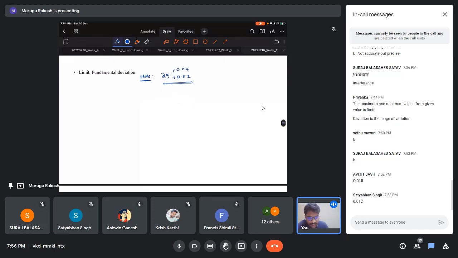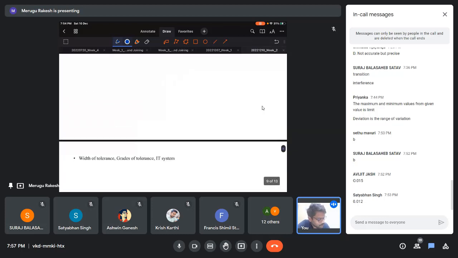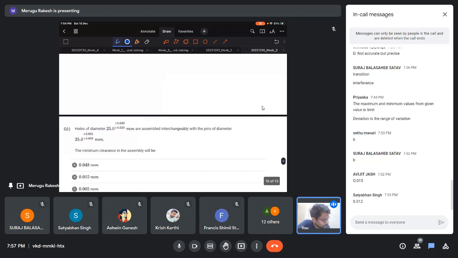When you see this type of questions and they are asking about any types of clearances, interference, and any values, the first thing you have to do is just draw a horizontal line, which is the basic size. Here it is 25. You don't have to remember that. Just draw a horizontal line. That is the 25. Now this pin diameter, which is the shaft, is 25.0005 and 008.